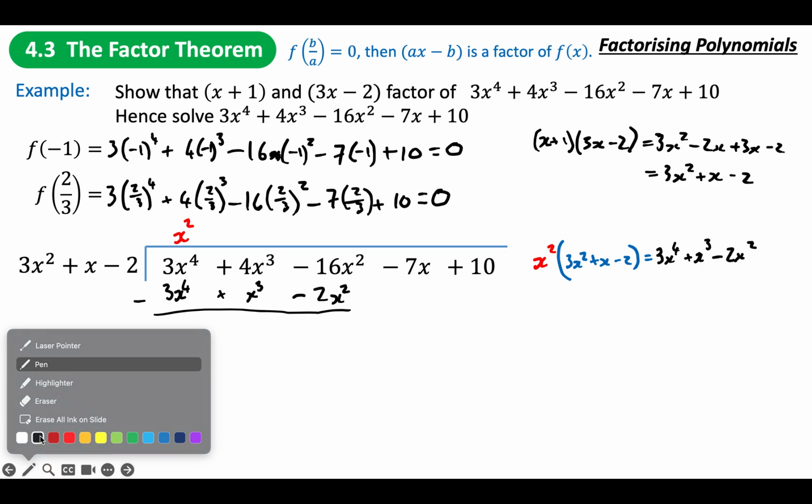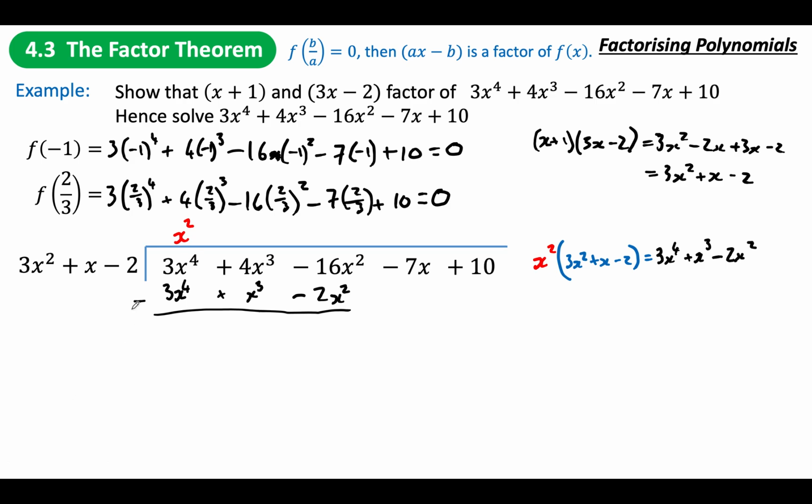Did we do what was left over? Yes. So 3x to the power of 4, take away 3x to the power of 4 is nothing. 4x cubed, take away x cubed leaves 3x cubed. Blimey. And then minus 16x squared plus the 2x squared, because we're taking away a negative, is negative 14x squared. Confusion averted, hopefully. We then bring down the next bit, which is negative 7x.